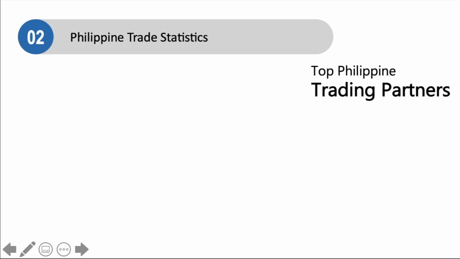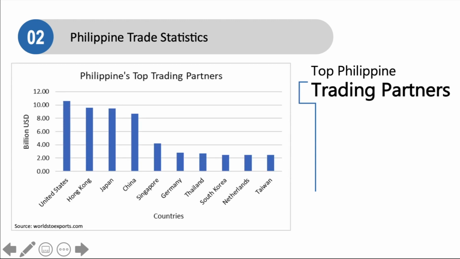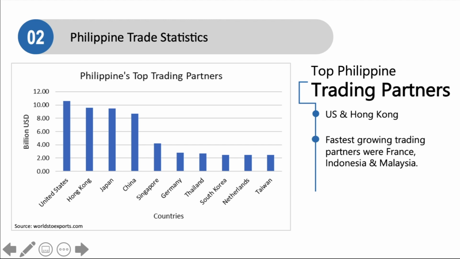How about the top Philippine trading partners? As you can see in this figure, the United States and Hong Kong are the top trading partners of the Philippines, with import values of more than 10 billion US dollars for the United States and approximately 9 billion US dollars for Hong Kong. Other trading countries are Japan, China, Singapore, Germany, Thailand, South Korea, Netherlands, and Taiwan. This is based on the 2018 data. The fastest growing partners cannot be seen in this figure; they were France, Indonesia, and Malaysia.